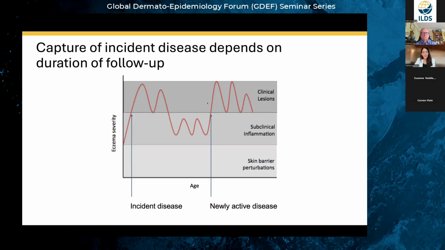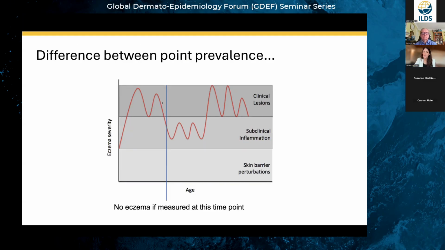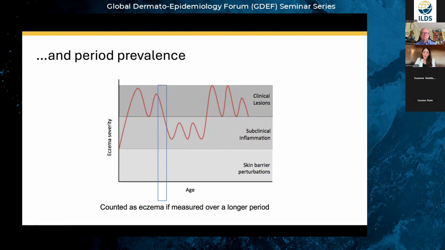But if you didn't have perfect capture from birth, you may only pick up when it becomes active out here, and you wouldn't truly know if it was incident. You may only be able to define it as newly active disease. Also, with episodic disease, if you were to do a big study and you went out and looked at everyone's skin, this patient, if you caught them on this day, may not be categorized as having eczema. Whereas if you asked them about symptoms over the last 6 months or a year, you would capture the period prevalence, which might be more relevant for a population.